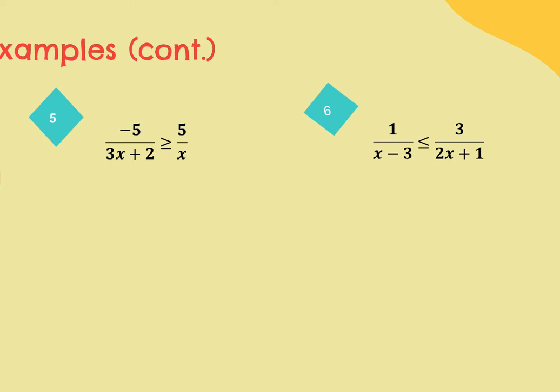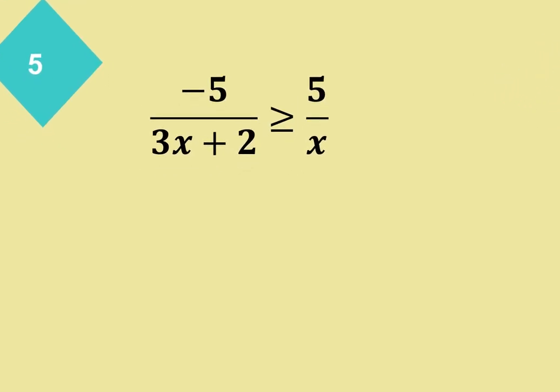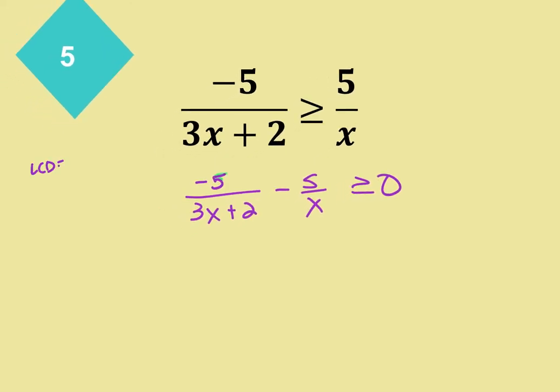All right, now we just get to the point in which on either side it's not just a whole number anymore, okay? So our least common denominator is going to be a little bit more complicated, that's all. So for 5, I'm going to move the 5 over x to the left-hand side, so negative, or you could have moved the one on the left to the right, doesn't matter. Negative 5 over 3x plus 2 minus 5 over x is greater than or equal to 0. Now, what's the least common denominator? x times 3x plus 2. So the one on the left, I would be multiplying, I'm not going to do the bottom, but I would be multiplying both the top and the bottom by x. And then on the right, I'd be multiplying by 3x plus 2, again the top and the bottom.